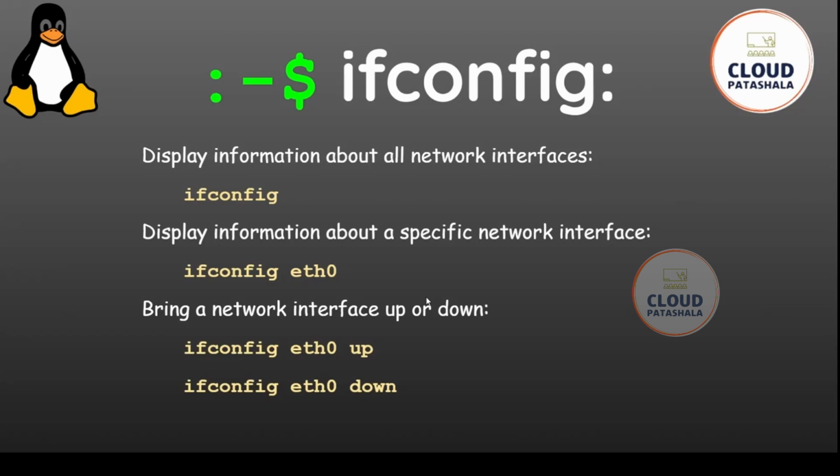To display information about a specific network interface or network interface card, you could mention the network interface ID with ifconfig. In this example, it is Ethernet 0. If you want to bring a network interface card up or down, you could use ifconfig Ethernet up, ifconfig Ethernet down.